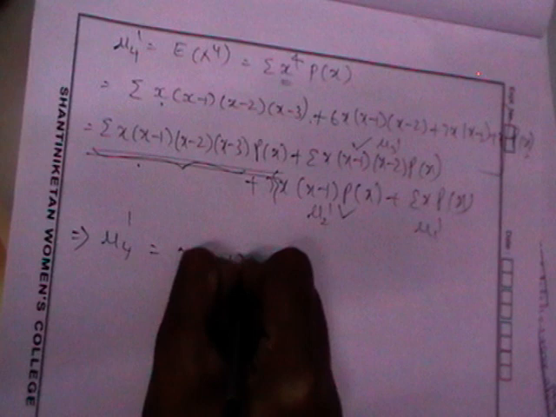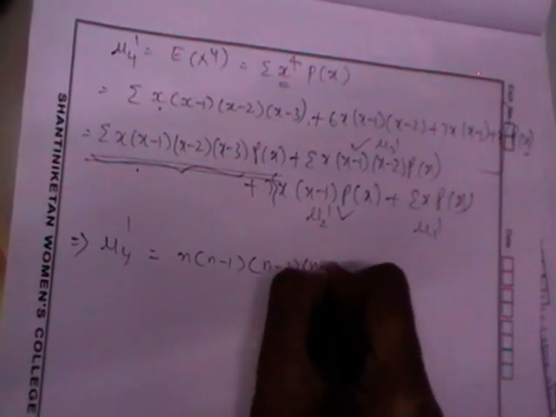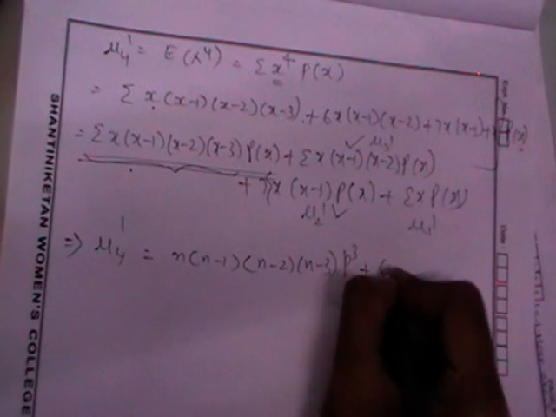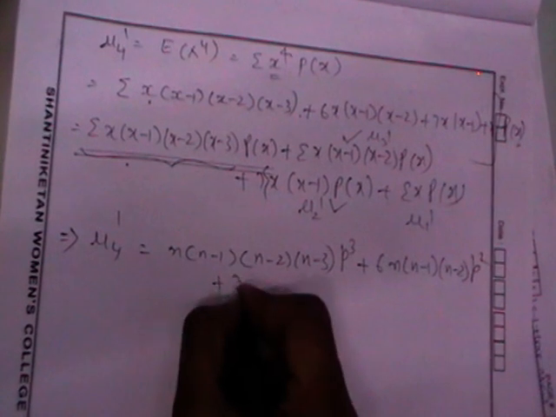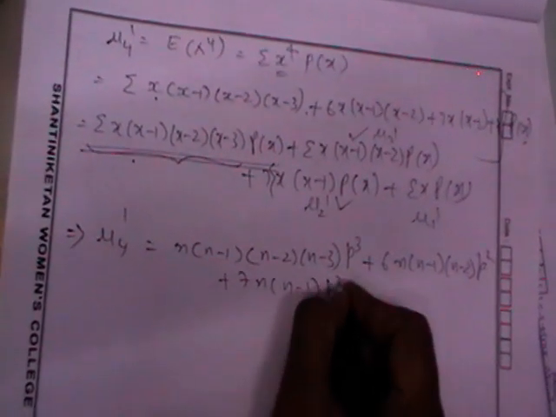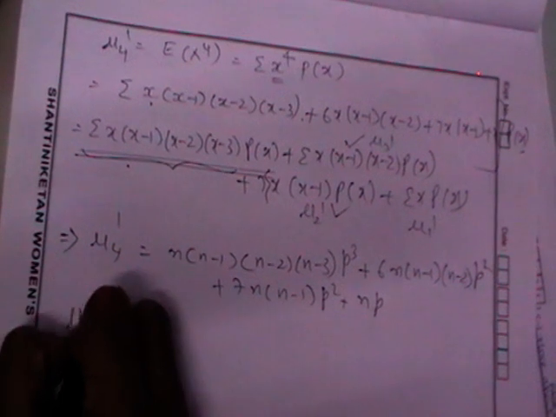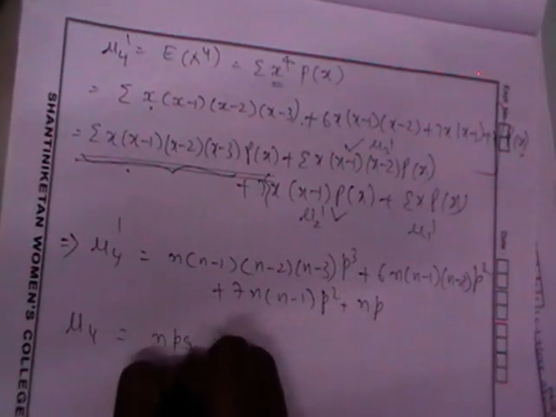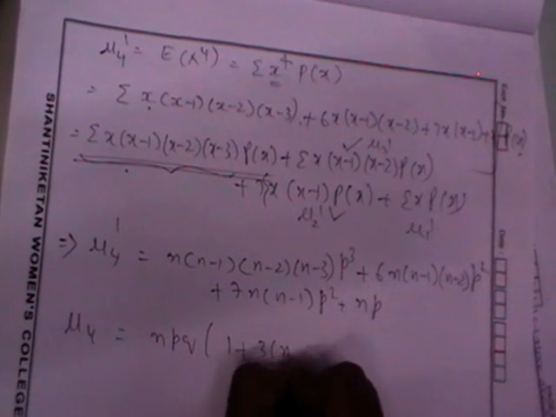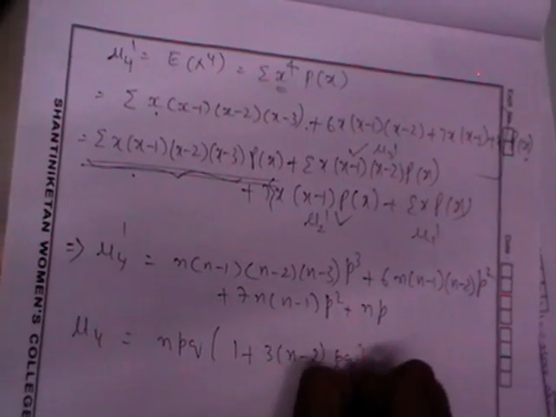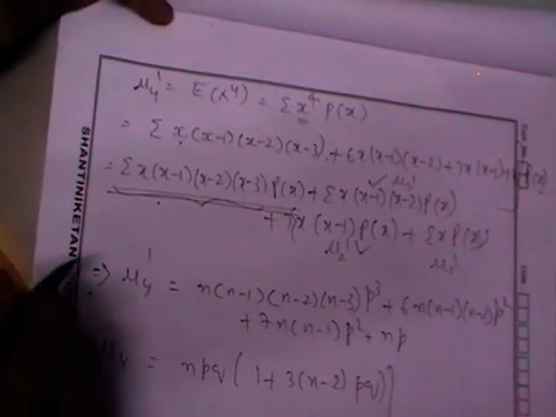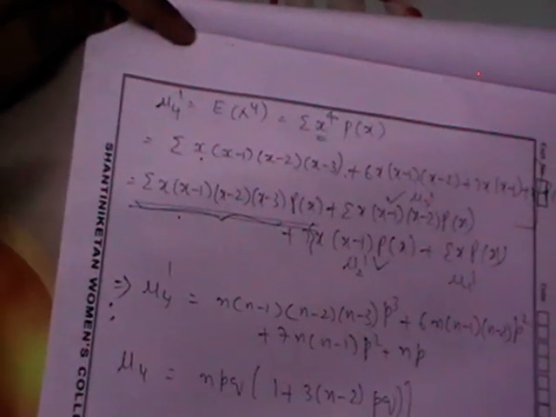I'll write the final expression for mu4 dash, which we will get as n into n minus 1 into n minus 2 into n minus 3 into p to the power 4, plus 6 into n minus 1 into n minus 2 into p cube, plus 7 into n minus 1 into p square plus np. You can leave it and you can write mu4 directly. No need to simplify this. Generally in the examination you will be asked with mean and variance only. If not, up to 3 terms he is not going to ask. Even though he asks, you can derive up to mu3. From mu4 you can write directly.